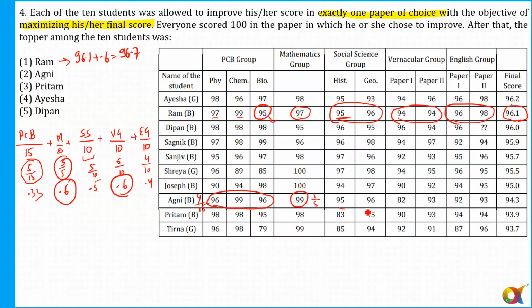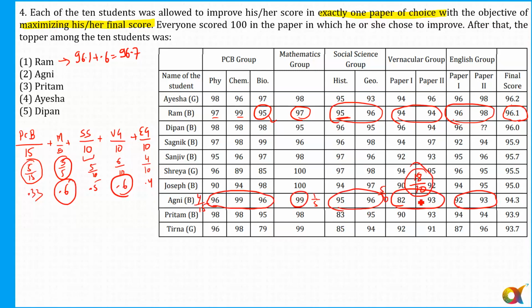Here 95 and 96, so I can say 5 by 10. Here 82 and 19. From 82, if I move to 100, there is a change of 18, and 18 by 10 is 1.8. Here 92 and 93. So I think the maximum change for Agni can be nothing but 1.8. Yes or no?